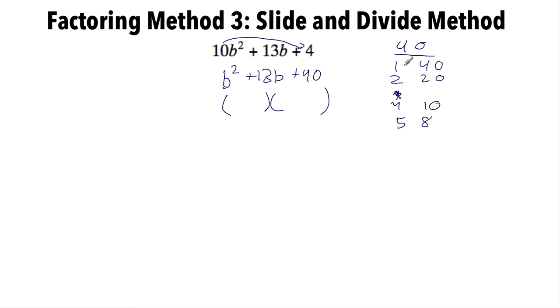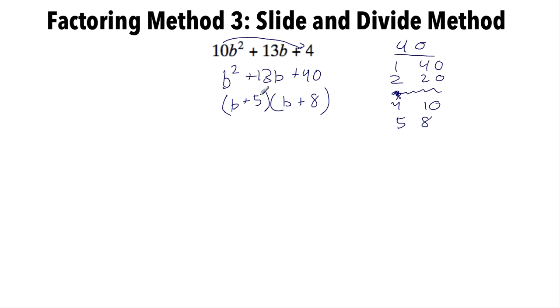13. 1 times 40 is 40, but added together gives us 41. 2 and 20 would give us 22. 3 doesn't go into 40. 4 times 10 is 40, but added together gives us 14, not 13. And then there's 5 plus 8, which will give us 13. So we can write this as b plus 5 and b plus 8.